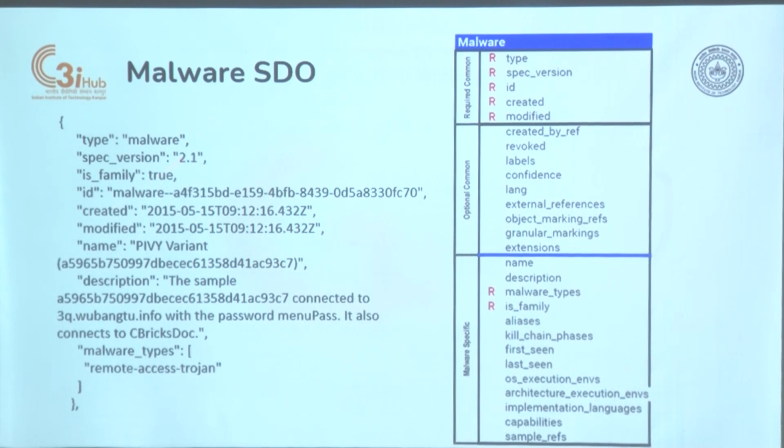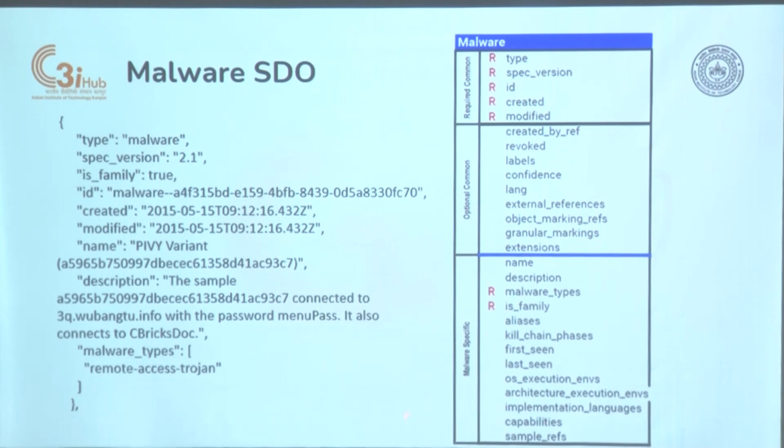So, here is an example of a malware SDO. Here the main thing is the name. You see here they also gave a hash, although the name does not have to be a hash, they have given a hash of this malware as a part of the name, also in the description, right. And in the description it has given more information, that it is connected to so and so info with so and so password, etc. It connects to some other thing, and it is a remote access Trojan, right.